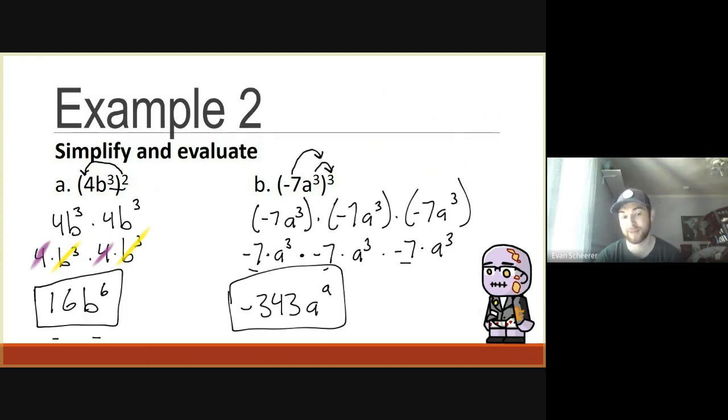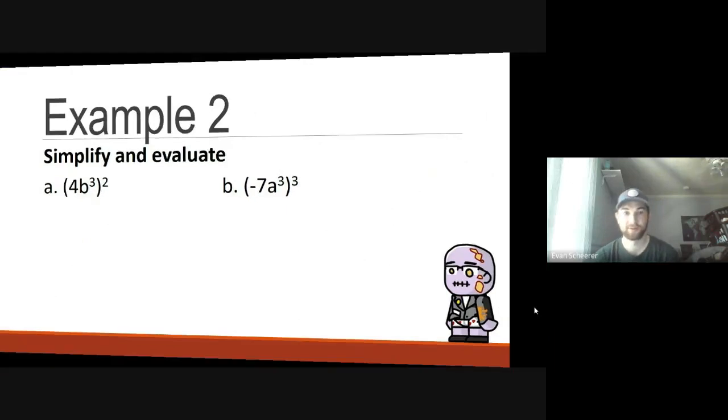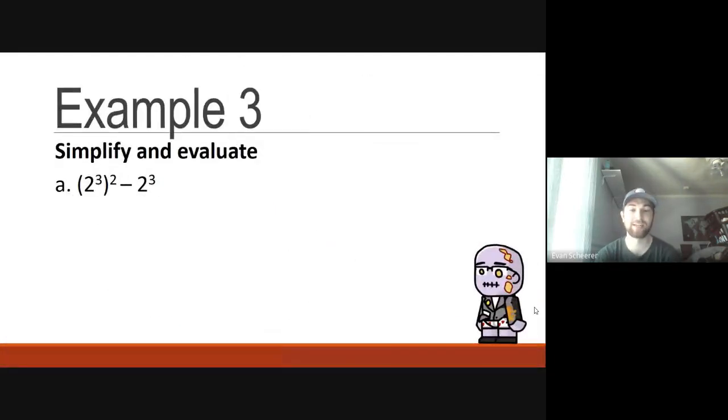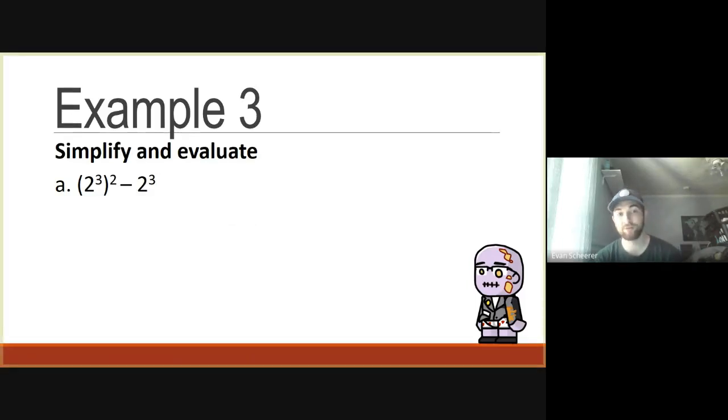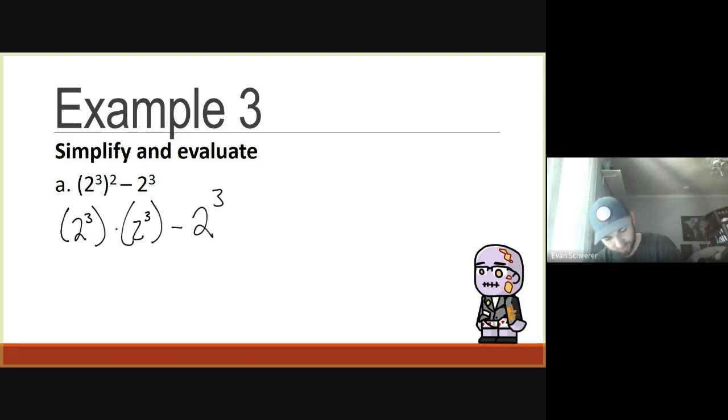So that's another pattern right there. All right, last one, and then I'm going to show you guys the official rules. All right, so 2 cubed times 2 cubed to the 2nd power minus 2 to the 3rd power. That seems kind of weird, right? So what we're doing here, we're doing 2 cubed times 2 cubed, and we're subtracting that from 2 cubed.